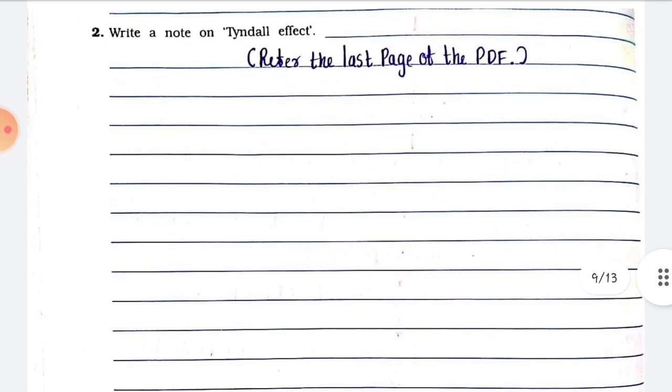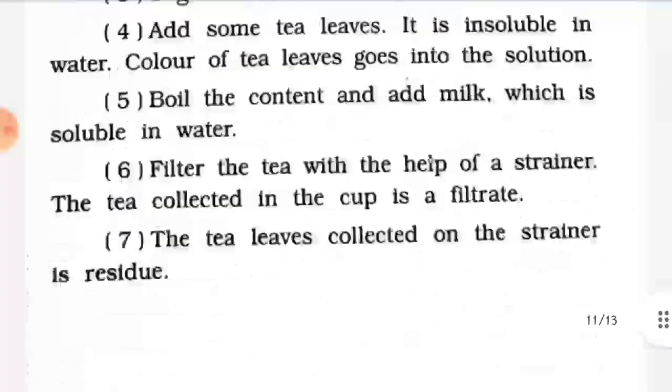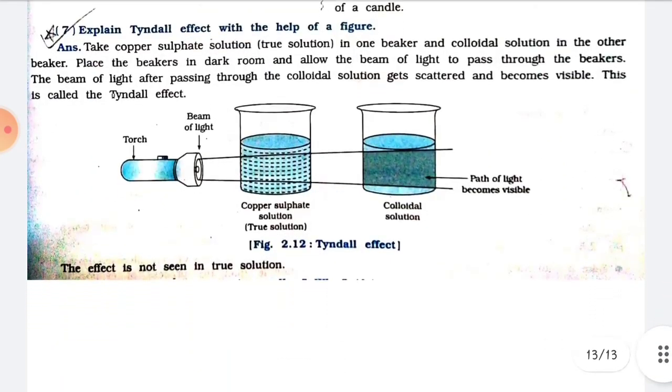Next, number 2, write a note on Tyndall effect. Answer, take copper sulfate solution, true solution, in one beaker and colloidal solution in the other beaker. Place the beaker in dark room and allow the beam of light to pass through the beakers. The beam of light after passing through the colloidal solution gets scattered and becomes visible. This is called the Tyndall effect.